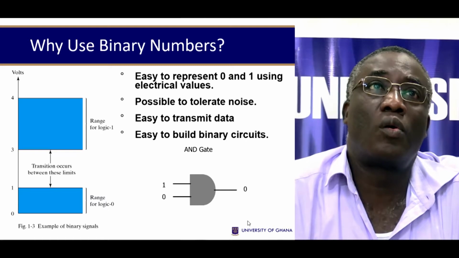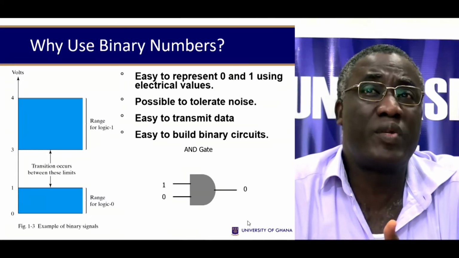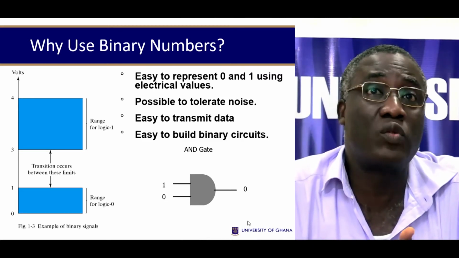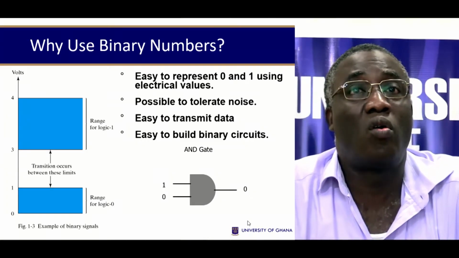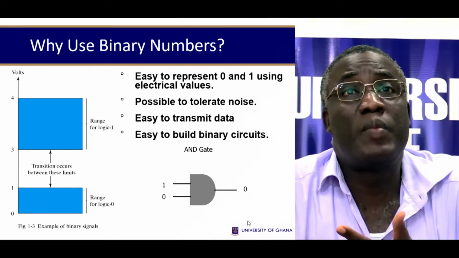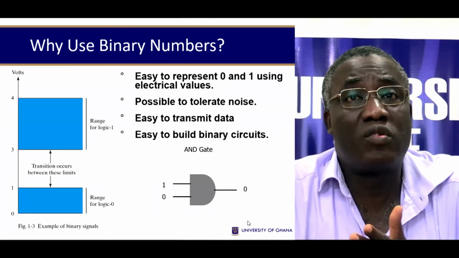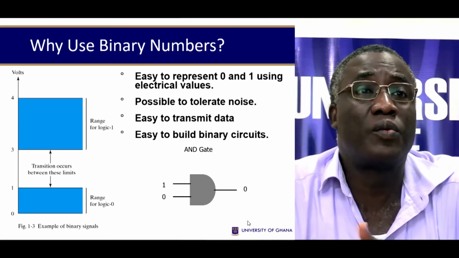So, why do we use binary numbers? I've said it already. It's easy to represent zeros and ones using electrical values. So something can either be on or off. You can have a switch on or off. It's also possible to tolerate noise if you use binary numbers. It's also easy to transmit the data, and of course, it's easy to build the binary circuits.